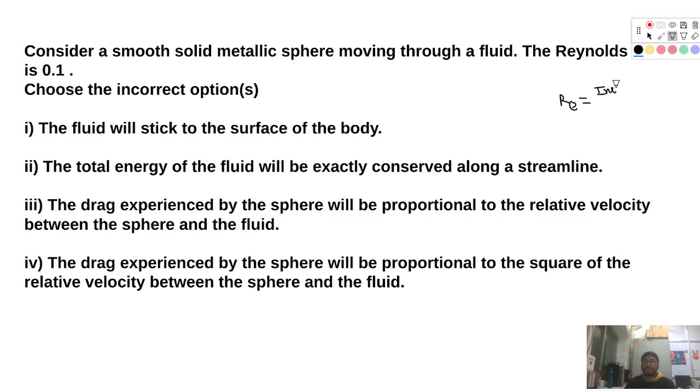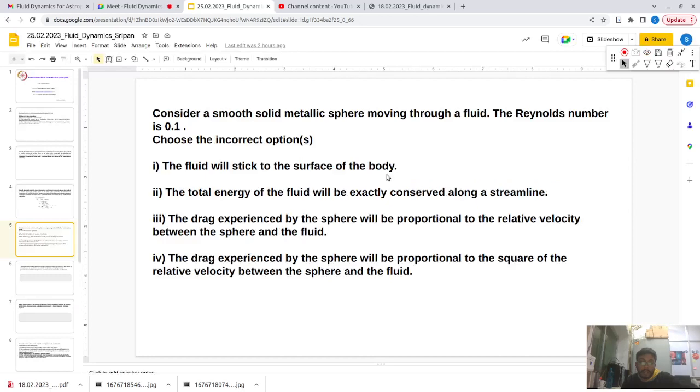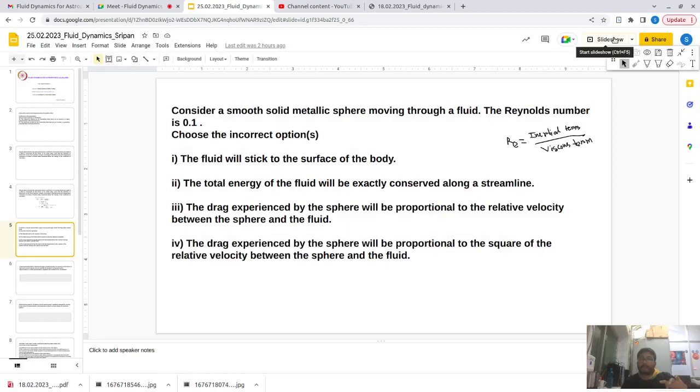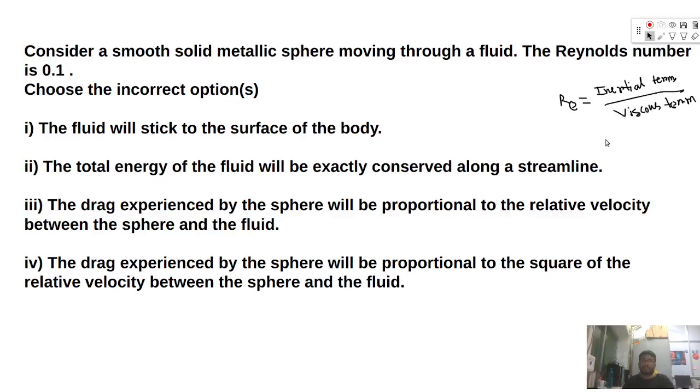Basically we have the inertial term and the viscous term. So this is the ratio of the inertial term and the viscous term.